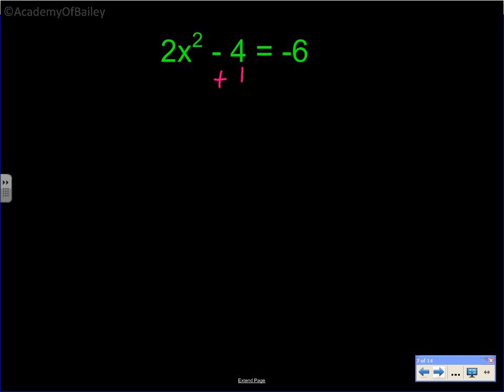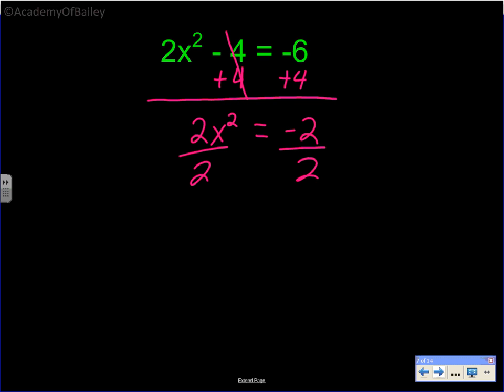All right, I'm going to add 4 to both sides. So I'm left with 2x squared is equal to negative 2. I divide by 2 on both sides. So I'll get x squared is equal to negative 1.